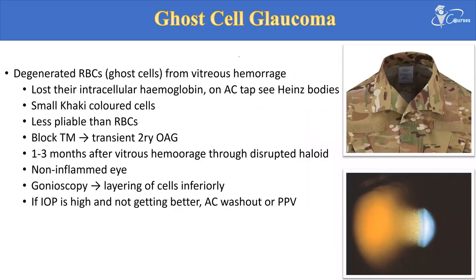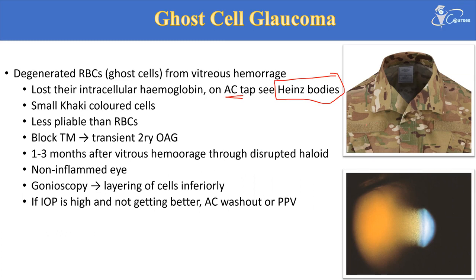Also, after vitreous hemorrhage, there is another type of glaucoma called ghost cell glaucoma. In ghost cell glaucoma, it is the degenerated RBCs, called ghost cells, that block the trabecular meshwork. After vitreous hemorrhage, maybe after 2 to 3 months, the RBCs will degenerate. How do they degenerate? They lose their intracellular hemoglobin. If you want to check for them, do an anterior chamber tap and you will find what are called Heinz bodies, asked before in MCQs.